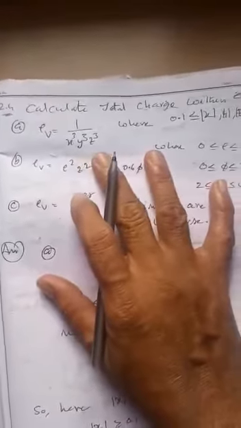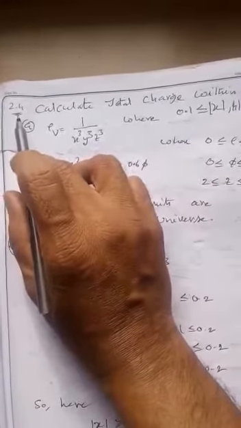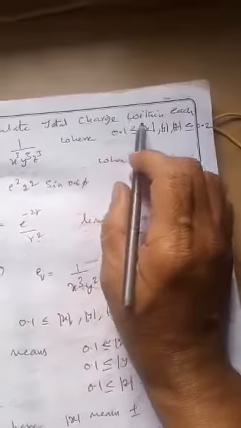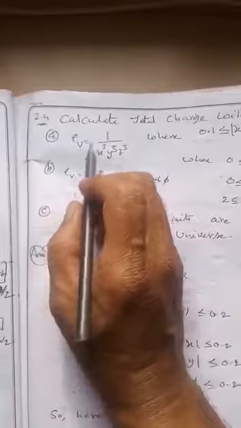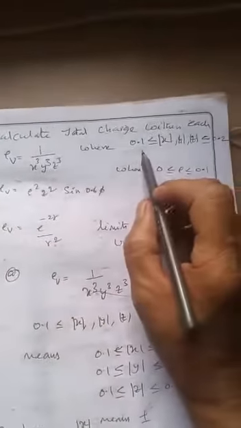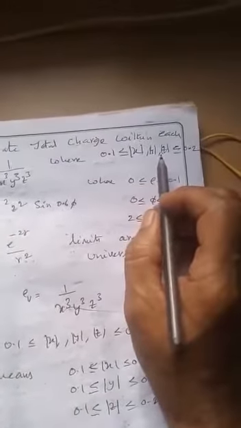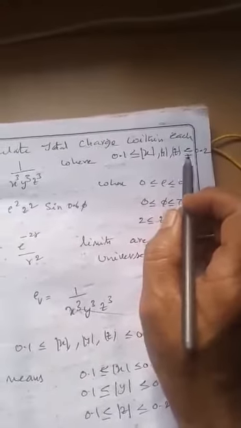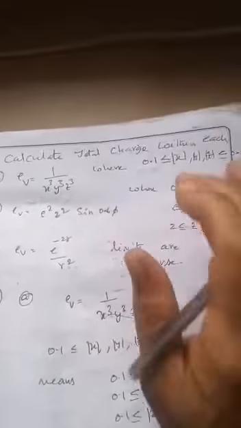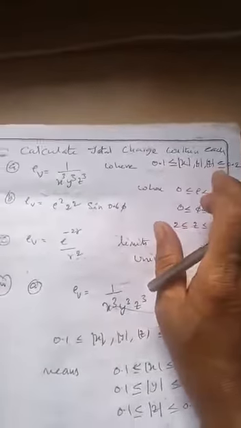Here the problem is the drill problem of William Hayt. Calculate the total charge within the region. So here rho v is equal to 1 by x cube plus y cube plus z cube, where the limits are given as 0.1 less than or equal to modulus of x, modulus of y and modulus of z less than or equal to 0.2. These are the limits. Here the key point is limits. So how to choose the limits is the key point.